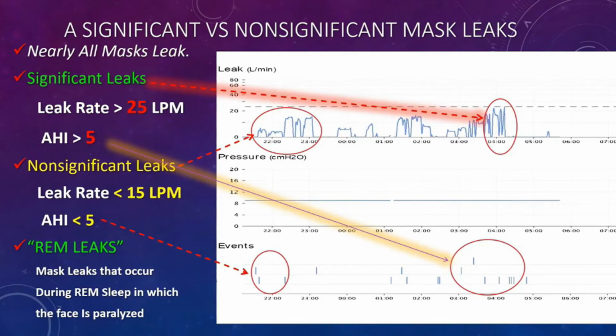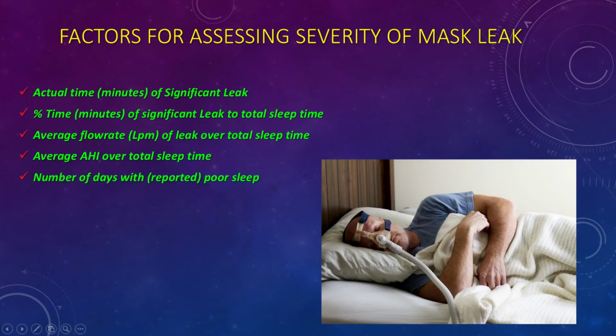I would like to discuss the differences between a significant and a non-significant mask leak in terms of judging how well the mask behaves. I'm going to define a significant mask leak as one in which the leak rate equals or exceeds 25 liters per minute and the AHI, apnea-hypopnea index, is greater than 5, as opposed to a non-significant leak in which the leak rate is less than 15 liters per minute and the AHI is less than 5. Looking at the graph, a lot of therapists try to make a judgment as to whether this is a major leak and the mask needs to be replaced.